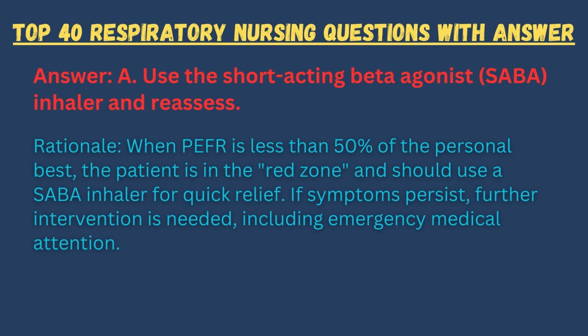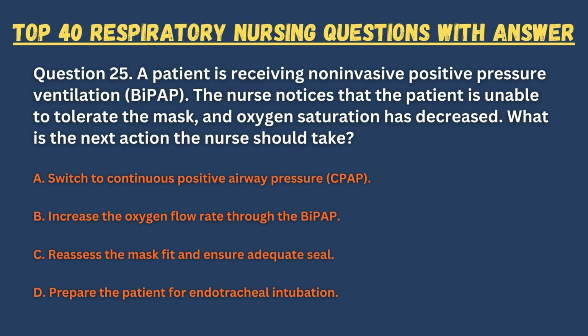Rationale: when PFR is less than 50% of the personal best, the patient is in the red zone and should use a SABA inhaler for quick relief. If symptoms persist, further intervention is needed, including emergency medical attention. Question 25. A patient is receiving non-invasive positive pressure ventilation, BiPAP.